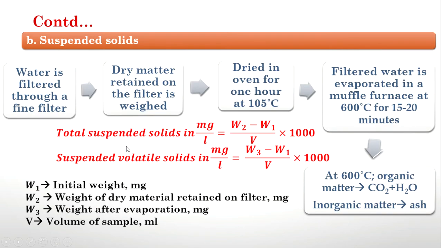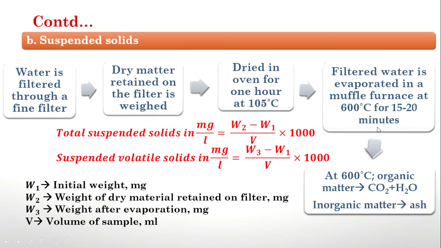How can we find the suspended solids in water? For that, we have to filter the water. Water is filtered through a fine filter, and the dry matter will get retained on the filter. It is weighed, and after weighing, it is transferred to an oven and kept for 1 hour at 105 degrees Celsius. And the filtered water, whatever has passed through the filter, is evaporated in a muffle furnace at 600 degrees Celsius for 15 to 20 minutes.